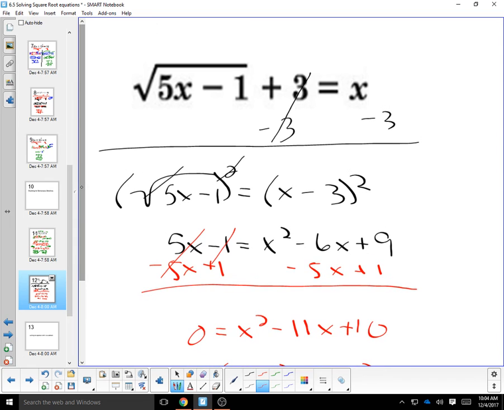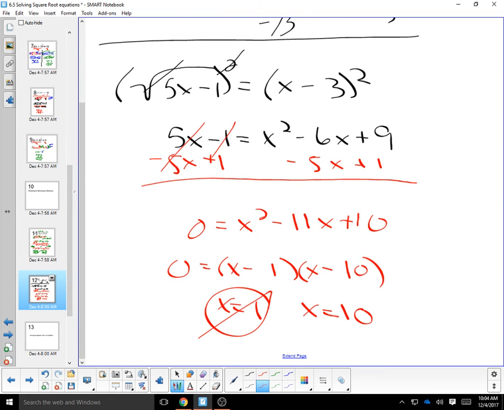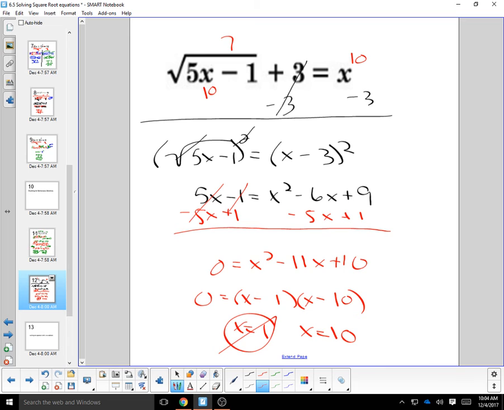Let's check them. If we put 1 in here, 1 here, 1 here. 5 times 1 is 5. 5 minus 1 is 4. Square root of 4 is 2. 2 plus 3 gives me 5. Does 5 equal 1? No. Let's put a 10 in there. So 10, 10. 5 times 10 is 50. 50 minus 1 is 49. Square root of 49 is 7. So 7 plus 3 is 10. Does 10 equal 10? Yes, it does. So that one is good.